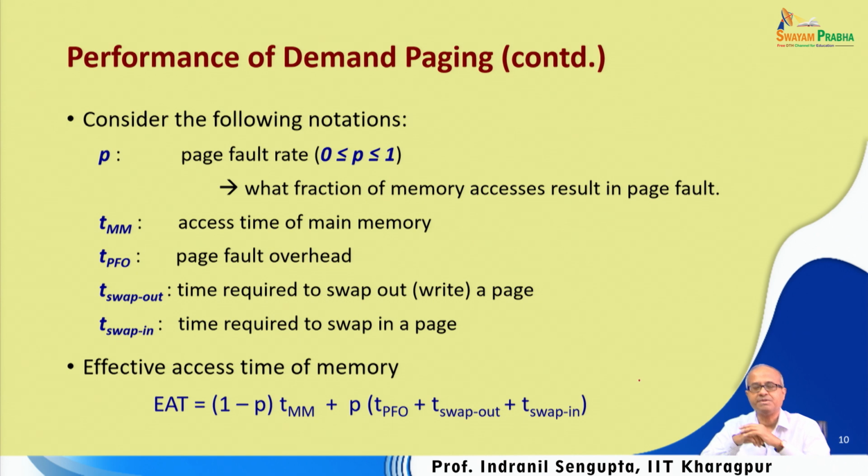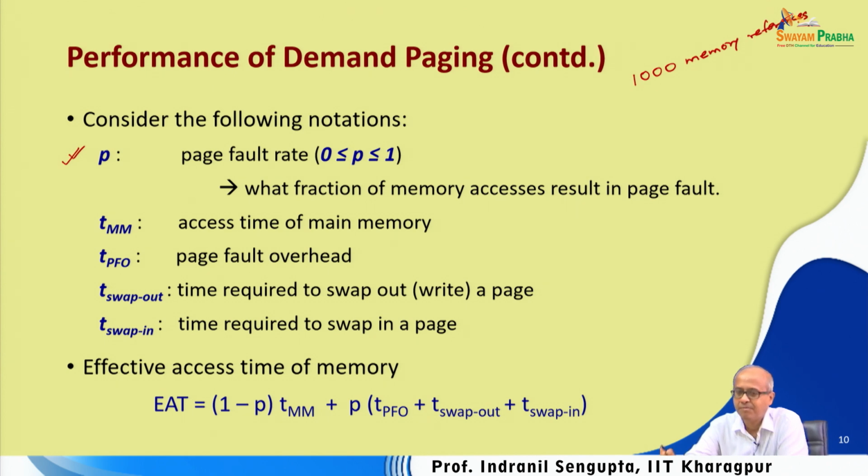Let us use some simple notations. Let us use this notation P to denote the page fault rate. So, what is meant by page fault rate? I am giving an example. Suppose there are 1000 memory references the CPU is generating, and out of that you observe that there are let us say 150 page faults occurring in total.